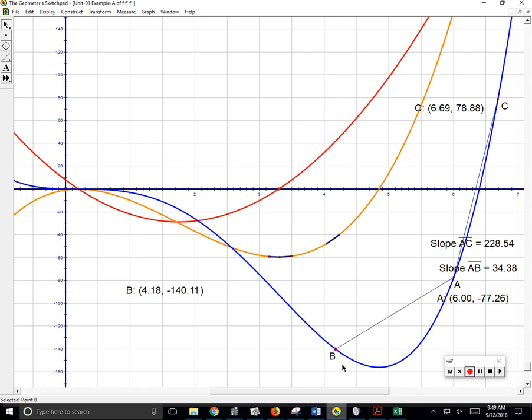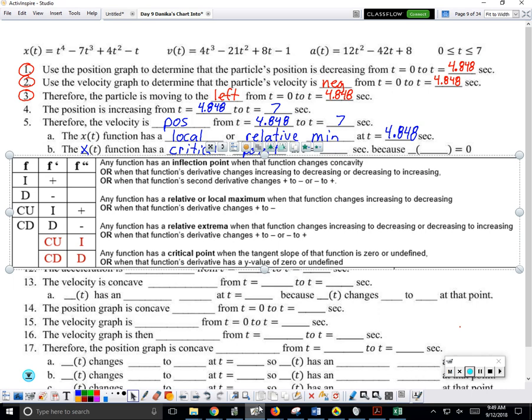But that's still considered a local min, because if you look at the definition for local min, it says, does the function decrease and then increase? And it does. Okay. So anyway, this is a critical point on the position graph. So I wrote that here. So the x of t, the position function, has a critical point at 4.848.